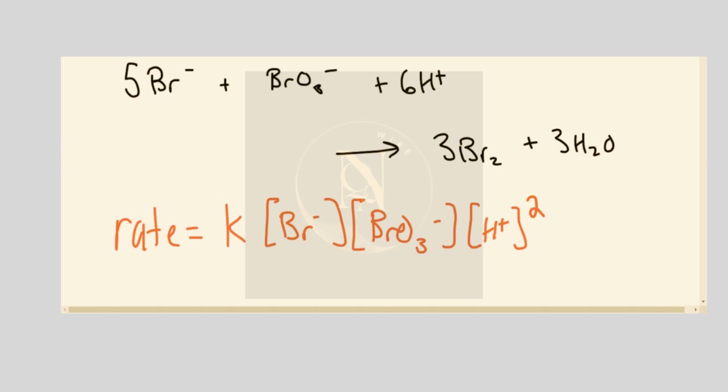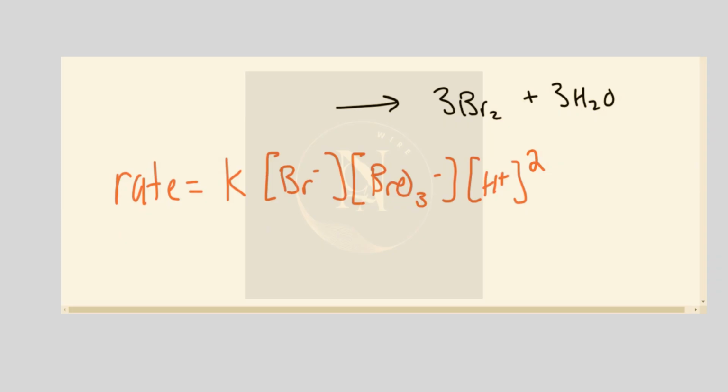And the overall reaction order is the sum of the orders of each of the individual reactants. So we have 1 plus 1 plus 2 equals fourth order for the reaction. This is pretty rare. This is probably going to be a pretty slow reaction.